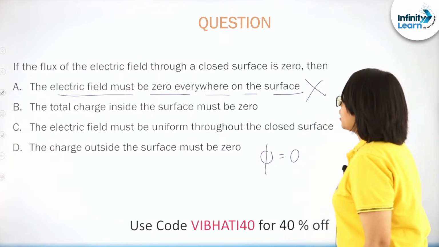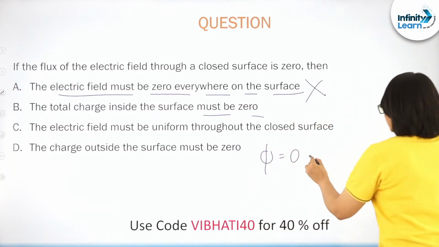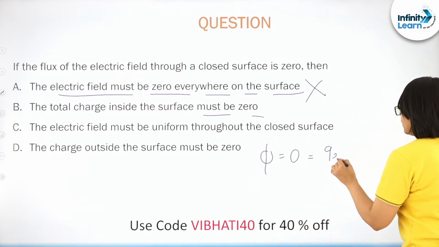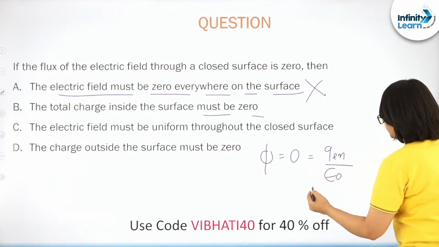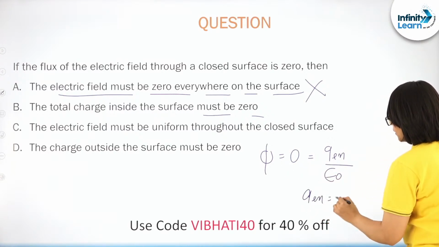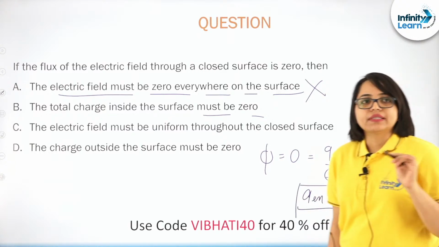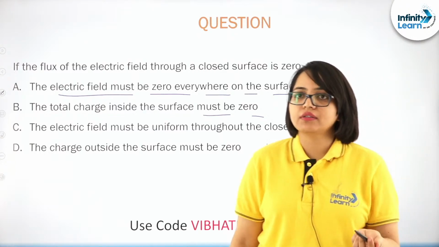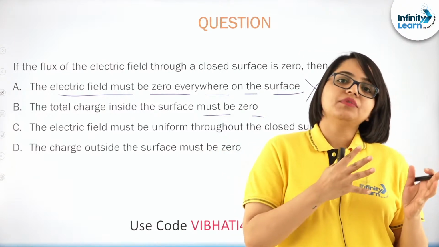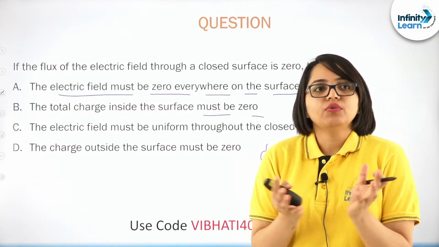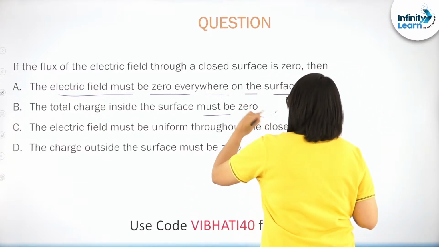Second, the total charge inside the surface must be 0. Yes. Why? Because flux is Q enclosed divided by epsilon naught, and if phi is 0, then Q enclosed will be 0. That means the total charge inside the surface is 0. It may be that charges are present, but positive charge and negative charge added together become 0. Right? So the total charge inside the surface must be 0.